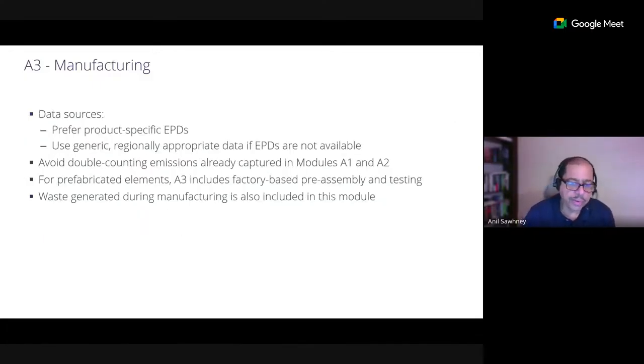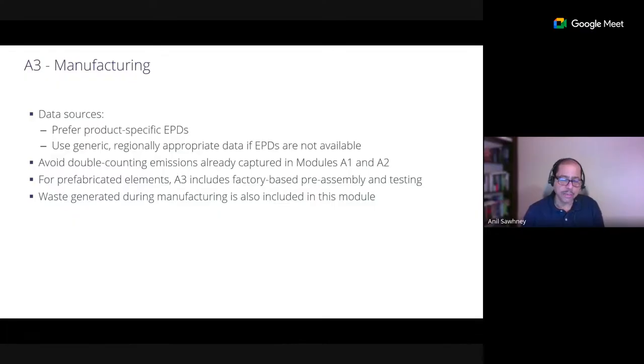So A3 manufacturing, generally, again, you're not going to go calculate fuel used, energy used, water used to create in the manufacturing plant the product that you're going to be using. Generally, we are going to rely on EPDs or environmental product databases. So as you can see, EPDs are central to whole life carbon assessment.